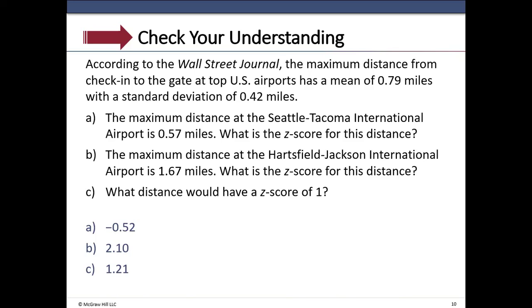What distance would have a z-score of 1? So we take the z-score of 1 multiplied by the standard deviation, which is 0.42. 1 times 0.42 is 0.42. And then we add the mean to it, plus 0.79, and it is 1.21.